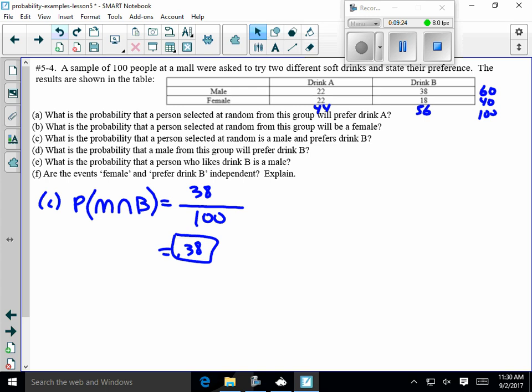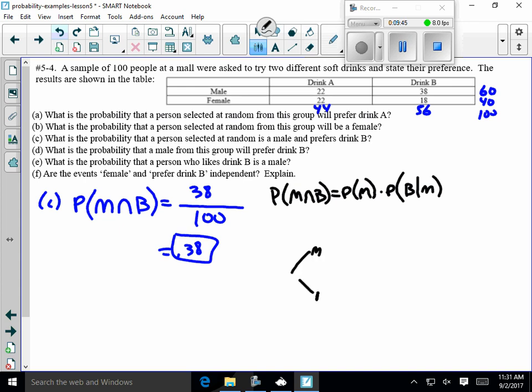Another way to solve that same problem would be to say the probability of being male and liking drink B is equal to the probability of being male times the probability that you like drink B given that you're a male. That's the AND formula, and it comes from the idea of considering these events to be separate events. Like you could say, okay, I could have male or female, and then I could like drink B, or I could like drink A.